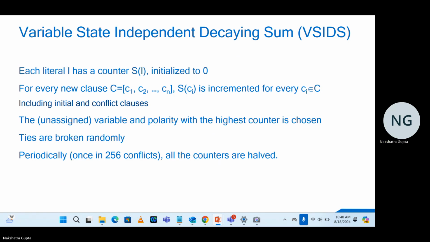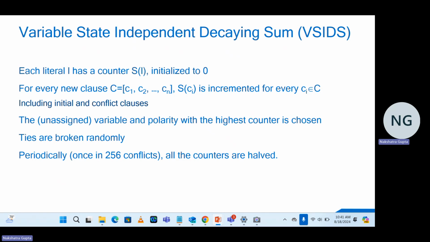This is the variable state independent decaying sum heuristic. Essentially, every literal has a counter initiated with 0. For every new clause, whether it is an initial clause or a learned clause, the counter for each literal in that clause is incremented. Again, it includes both initial and conflict clauses. The variable and polarity, the literal with the highest score is always chosen. Ties are broken randomly, and periodically all the scores are halved.